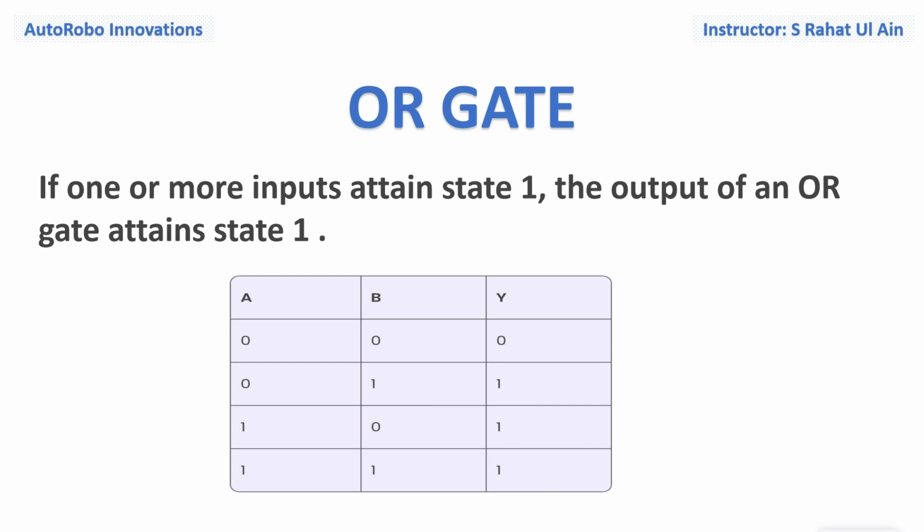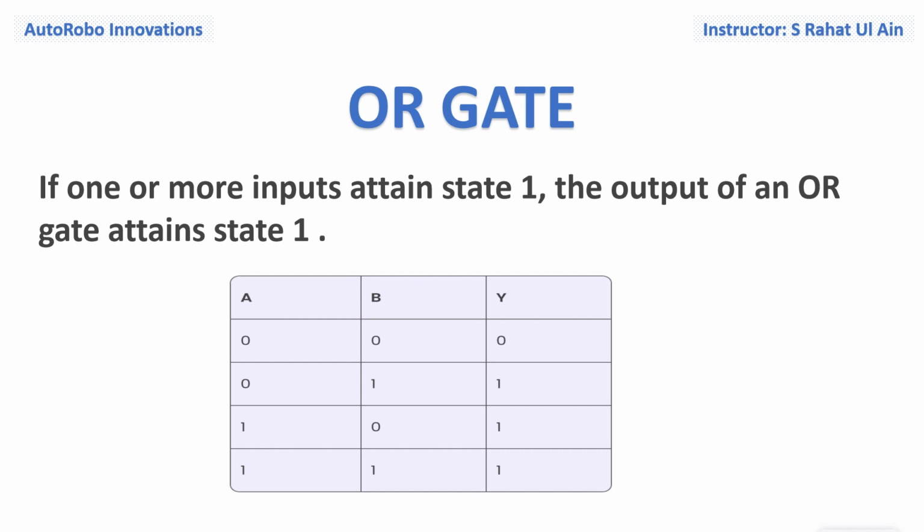And if both the inputs are true, that is, if A and B are both 1, then the output Y will be 1. So the output of an OR gate will be true if at least one input is true. Then only the output of an OR gate will be true.